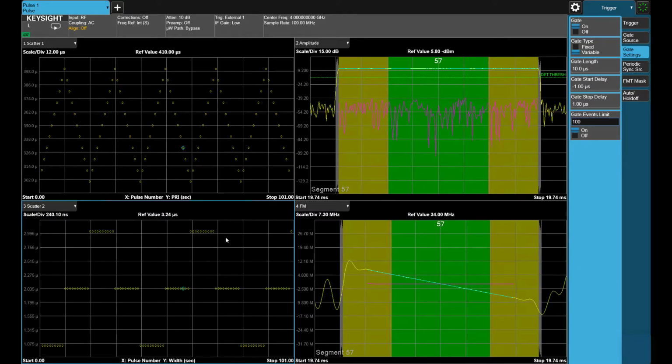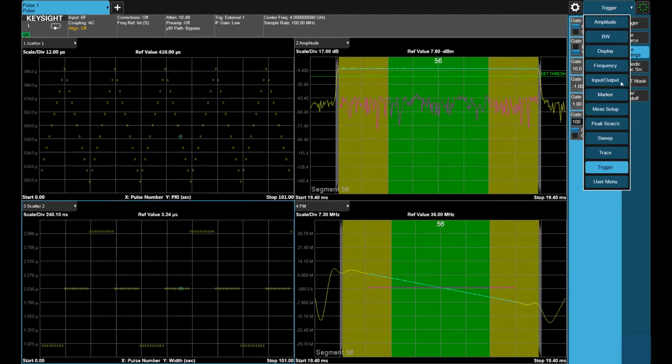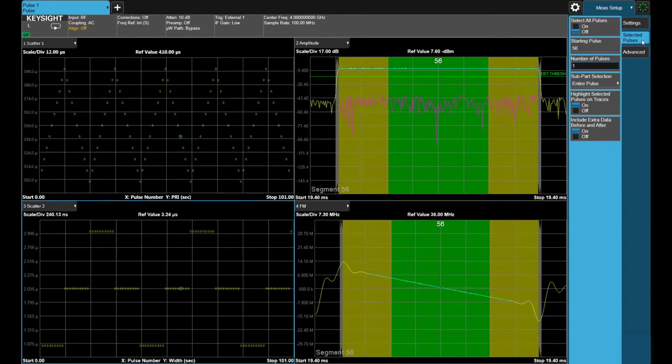Next, we can look at the pulses with a 3 microsecond pulse width. We can now see that the frequency is increasing over the length of the pulse. It's decreasing again at 2 microseconds and increasing again at 1 microsecond. So as the pulse width changes, we are also seeing a change in the frequency modulation. We can verify this by selecting pulses that happen to be between the pulse width transition time.